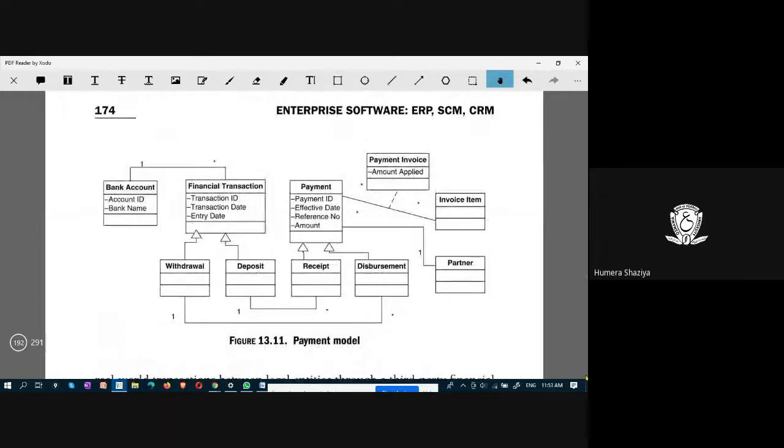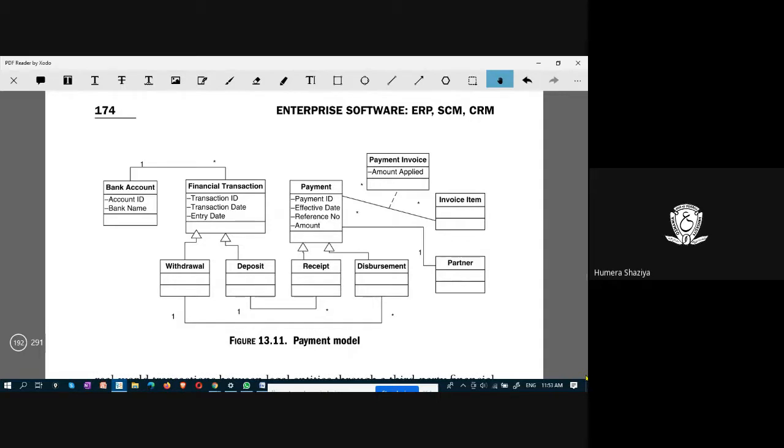And this one is the payment model, in which you have got bank account, financial transaction, payment, invoice item, and partner. So what is happening here? There is a bank account. Through the bank account, you can perform financial transactions. Transactions can be withdrawal or deposit.